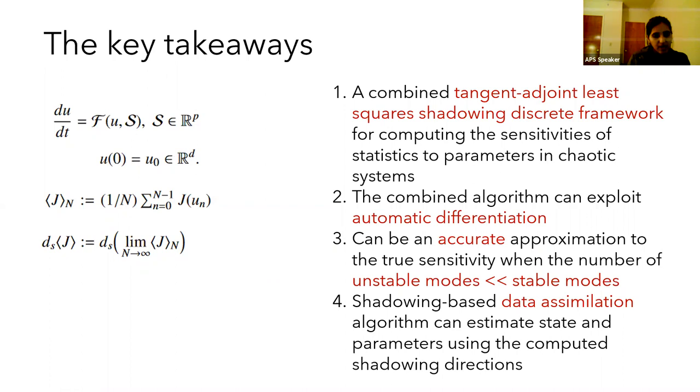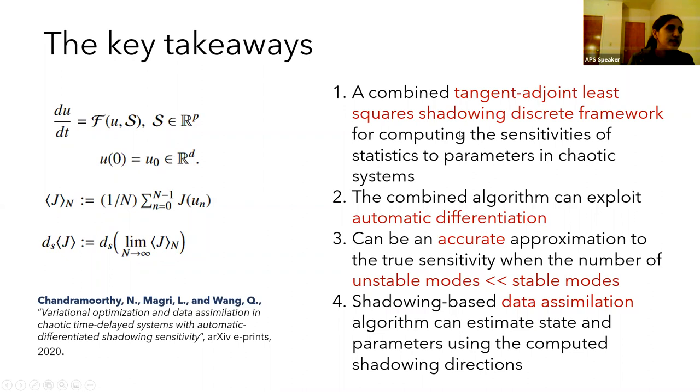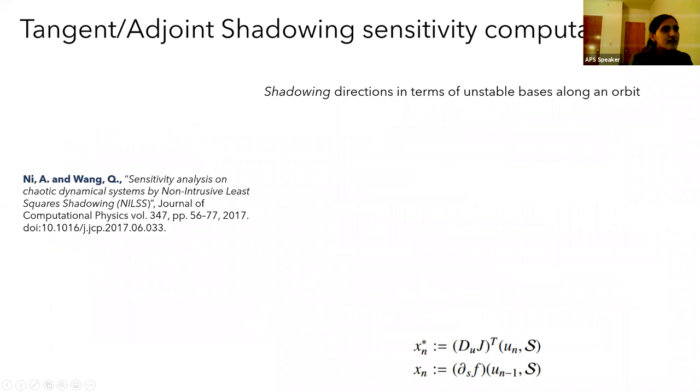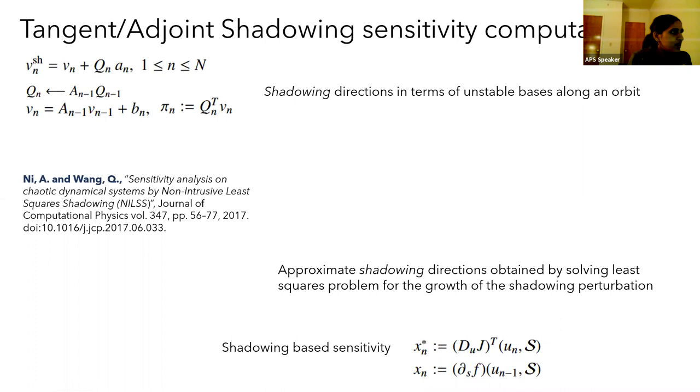So these are the takeaways. And now we will move on to describing this discrete tangent adjoint shadowing algorithm. And I want to mention that all of this work is available in this preprint if you are interested in more details. Now, first I want to introduce the tangent and adjoint shadowing algorithm in a unified framework. The main reference for this tangent algorithm is Anshuman and Qiqi Wang's work in JCP. The first step of this unified algorithm, where unified means that referring to both the tangent and the adjoint algorithms at the same time, and the only difference is that the inputs to this algorithm, which are these matrices A and the vectors B, are given in the adjoint case in time reversed order. Otherwise, the same algorithm that is tangent shadowing can also be used for adjoint shadowing.